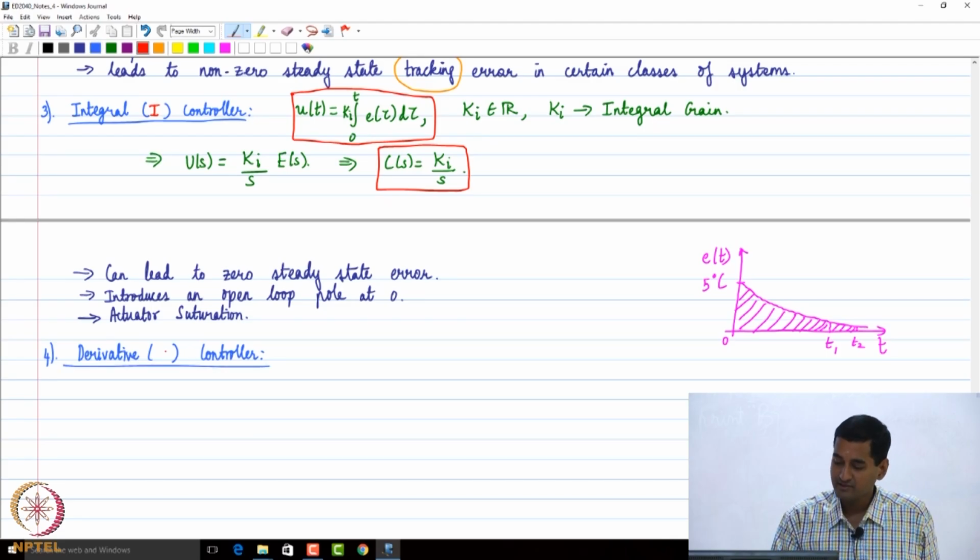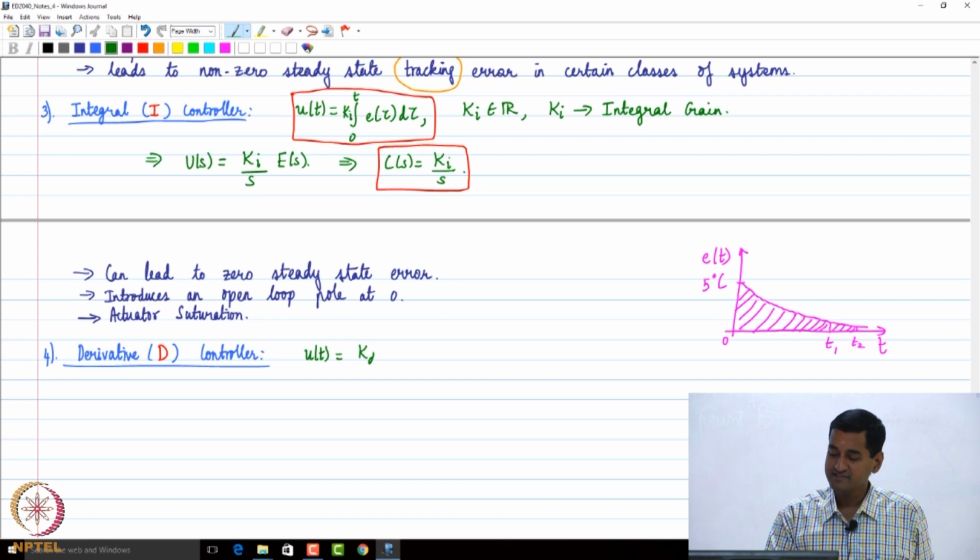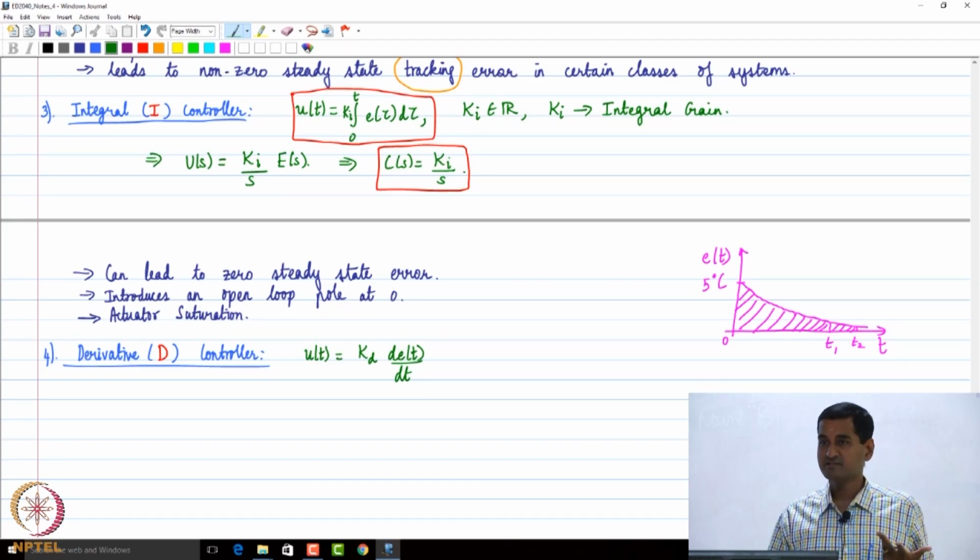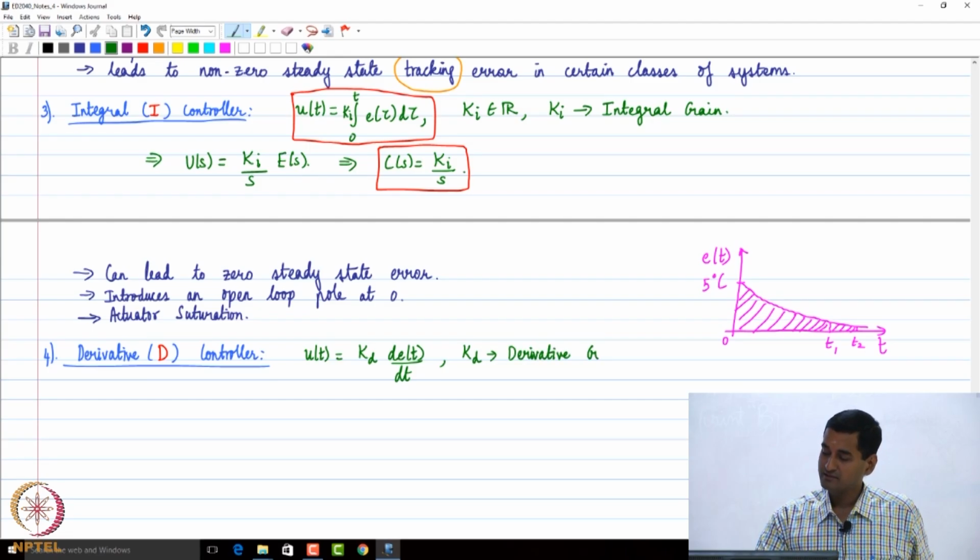Okay, derivative controller, abbreviated as D. So what do you think derivative control does? It differentiates, as the name indicates. It differentiates the error at each and every instant of time and then multiplies it by a constant Kd, which we call the derivative gain. Kd is once again a real number, and then it calculates the control input. So that's what it does.